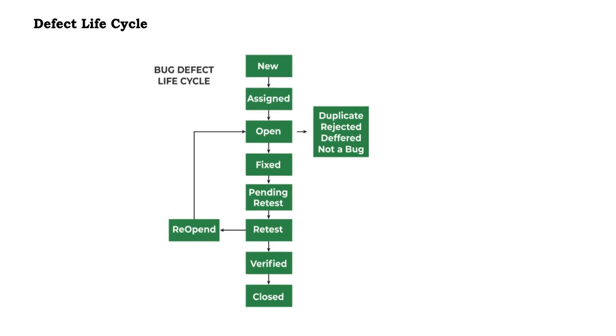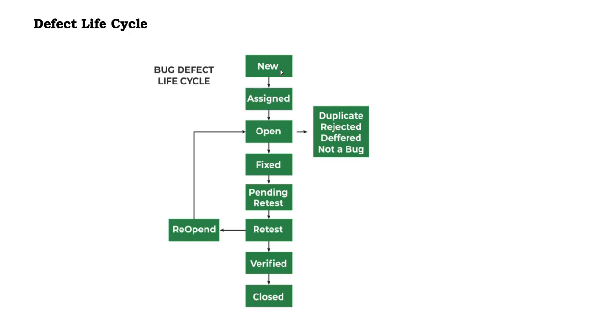Now let's talk about the defect life cycle, which is also known as bug life cycle. These are the different statuses that we have. It starts from new, assigned, open, fixed, pending retest, retest, verified, closed. In between, in the retest, if the particular defect is not resolved, then we will reopen. And in the open, we have different statuses. So let's understand it one by one.